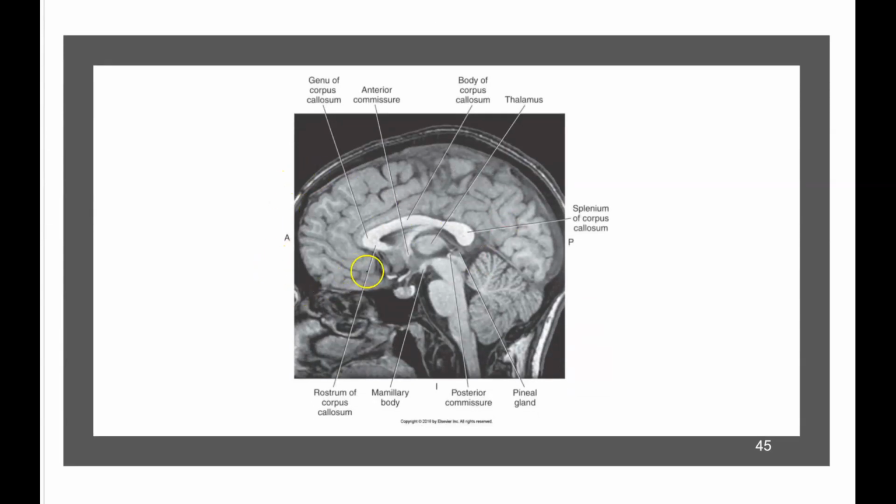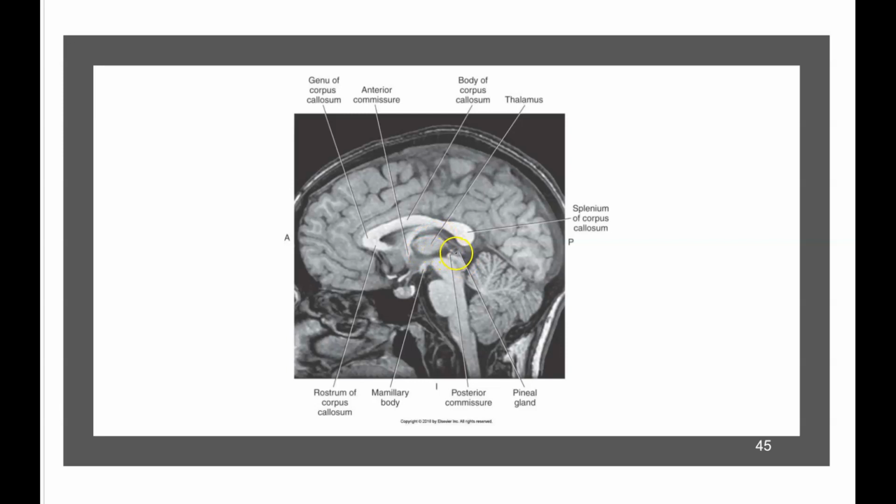So if we look, we start down here. We're going to start at the bottom this time, okay? We're going to go out of order. So we have the rostrum of the corpus callosum comes around to the genu. So it's like a canoe making a turn. Genu of the corpus callosum to the body of the corpus callosum to the splenium of the corpus callosum. Okay, so those are the three. This is your thalamus right here.